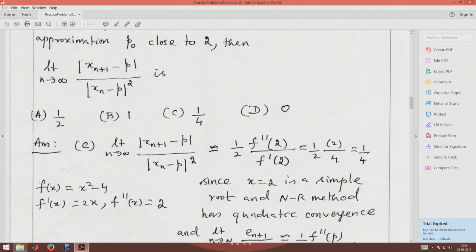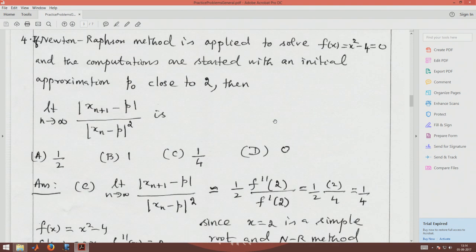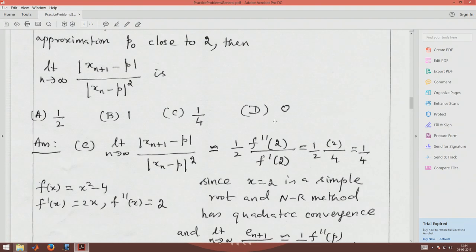Immediately you recognize that this is your error at the n plus 1 step. This is your error at the nth step. So, you are asked to get what is the limit as n tending to infinity of e_{n+1} by e_n square. Is it any one of these values? Unless you work out, you cannot give the answer. So, let us work out the details.